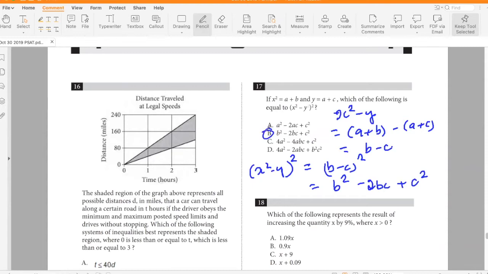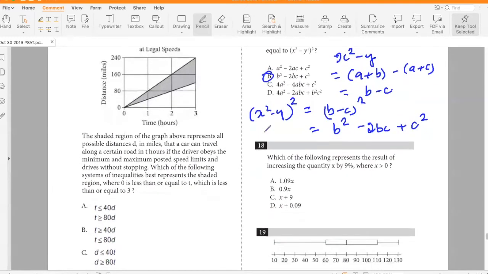So option B. Which of the following represents the result of increasing the quantity x by 9%? So that's x plus 9% of x. So x plus 0.09x. So 1.09x.